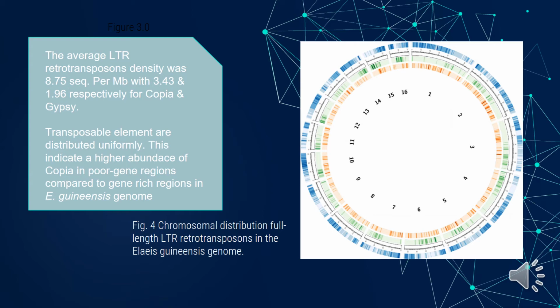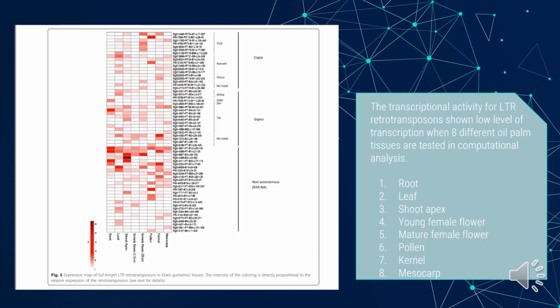Copia superfamily displayed the highest rate of genome coverage, approximately 2.32%, while Gypsy accounted for 1.06%. This figure shows that shoot apices have the highest expression compared to the other 8 tissues of oil palm that have been tested, and it has the highest level of transcription because of an increase of the top element and the reduction of that element.